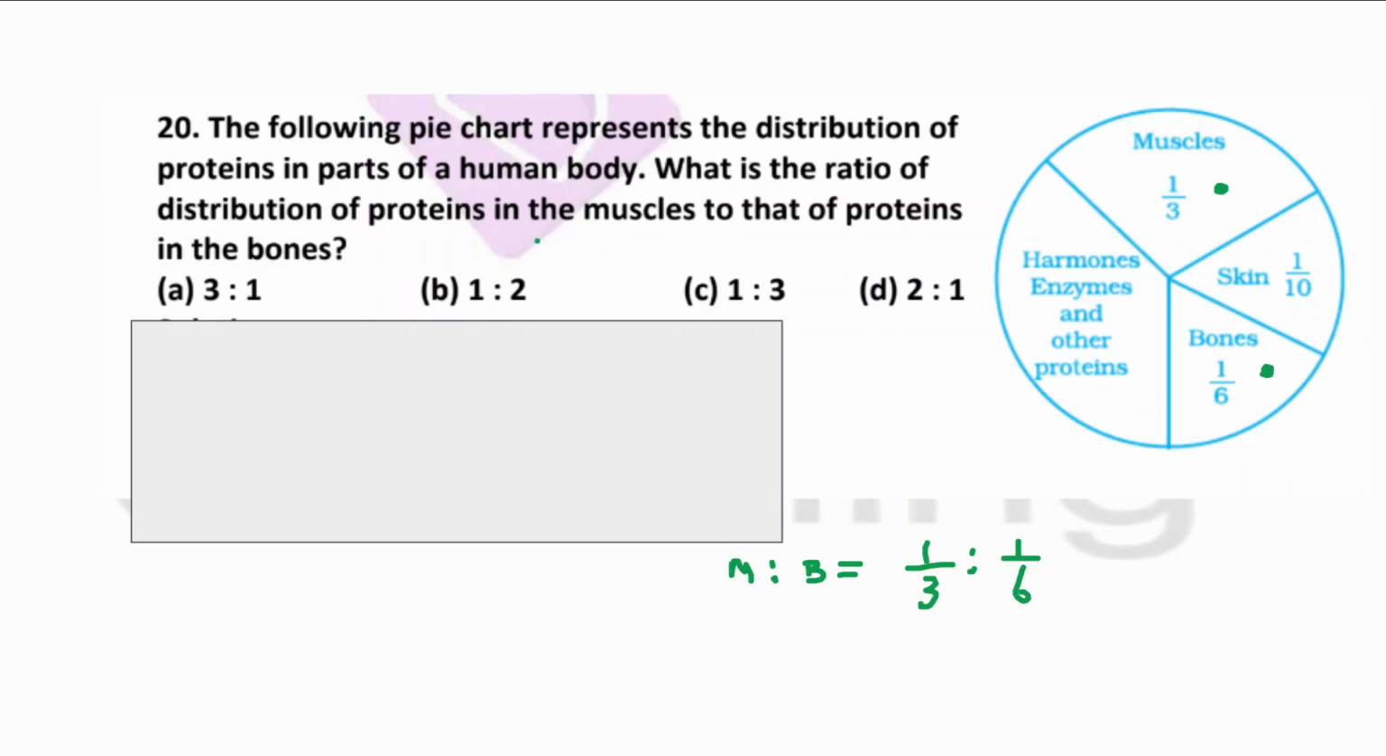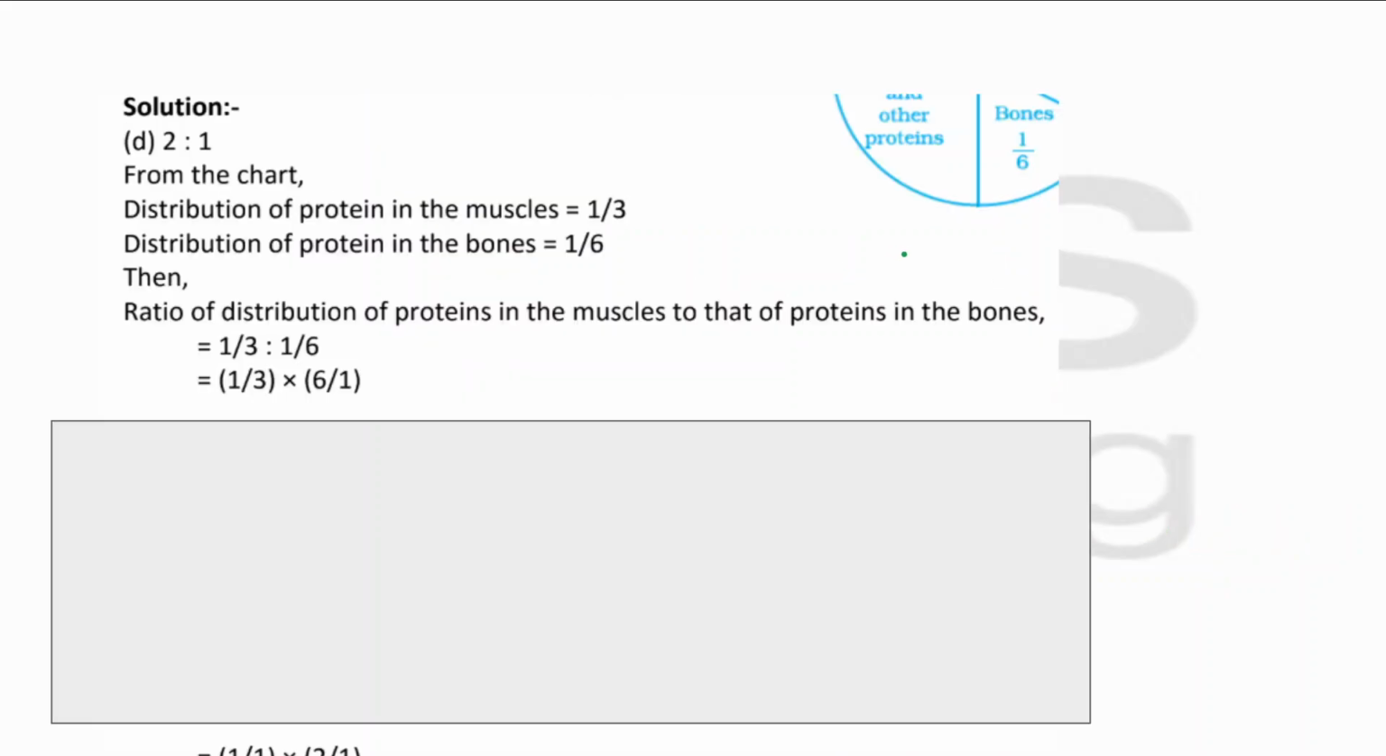What is the ratio of the distribution of proteins in the muscles to that of the proteins in the bones? M is to B, proteins in the muscles only. M is to B is 1 is to 3 is equal to 1 is to 6. Okay, so this means if you take LCM, this will be 6. So this will be 2 is to 1. So M is to B is 2 is to 1. 2 is to 1 is the right ratio. This is answer D. Okay, answer D is the right option.